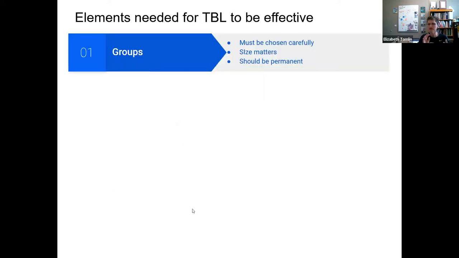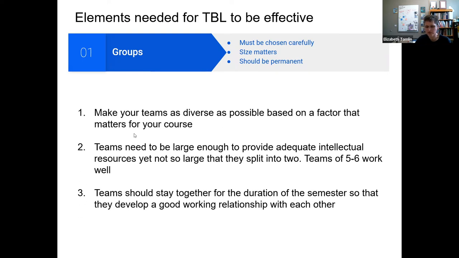Larry Michaelsen lists four elements that are really important and that have to be executed well for team-based learning to be effective, because it can go really badly or it can go really well. The first one is groups, and they have to be chosen carefully, not randomly assigned. Size matters, and it works better when you have permanent groups. There are arguments for and against that, but what I've found is permanent groups work better.